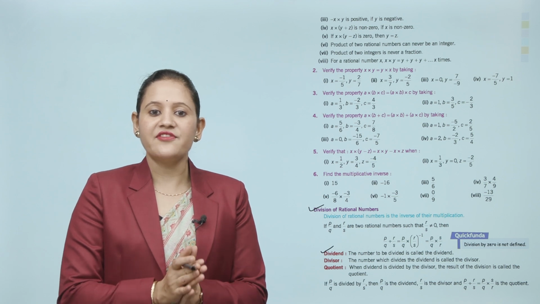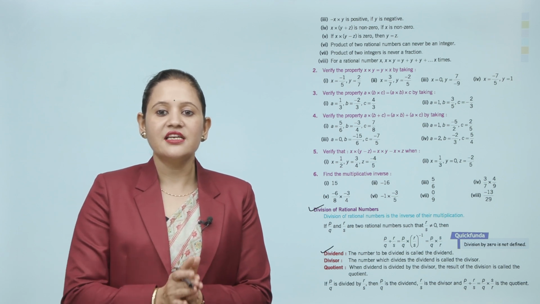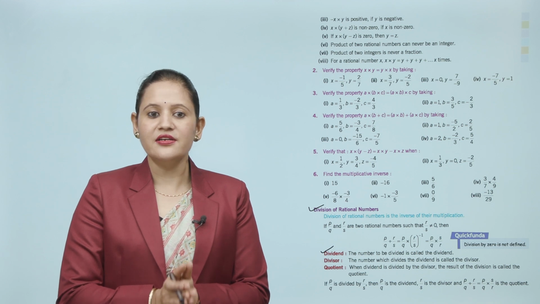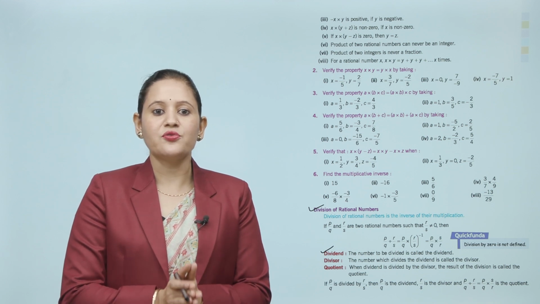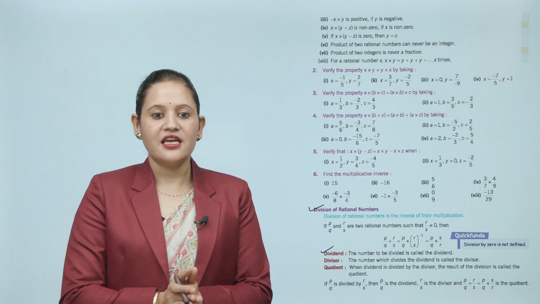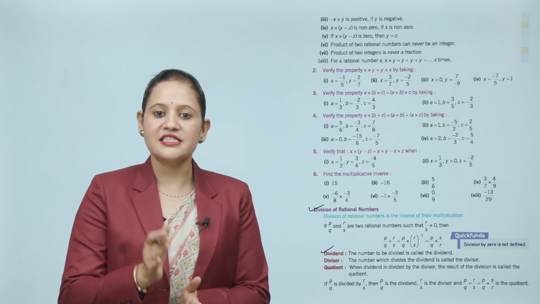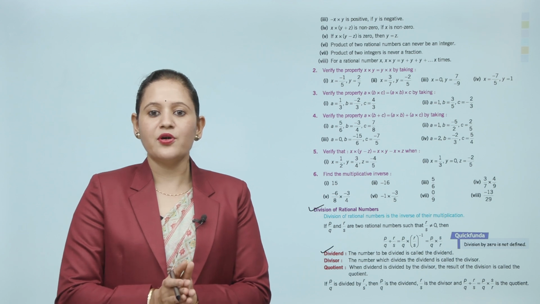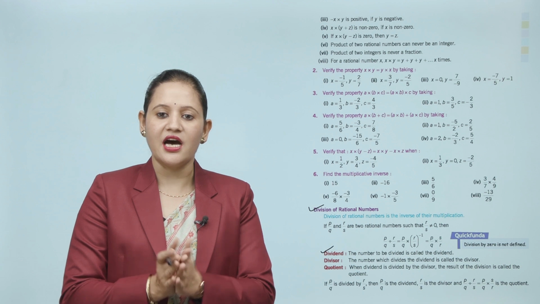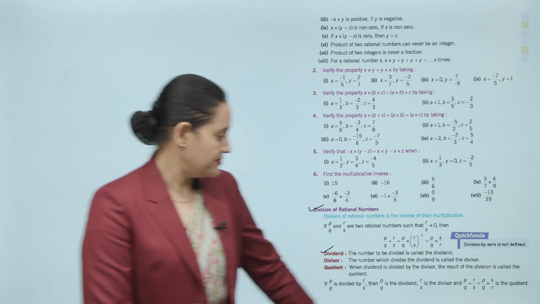Quotient, when dividend is divided by divisor, the result of division is called quotient. If P upon Q is divided by R upon S, then P upon Q क्या हो जाएगा? That is dividend. R upon S is divisor, and P upon Q divided by R upon S equals to P upon Q multiplied by S upon R is the quotient.